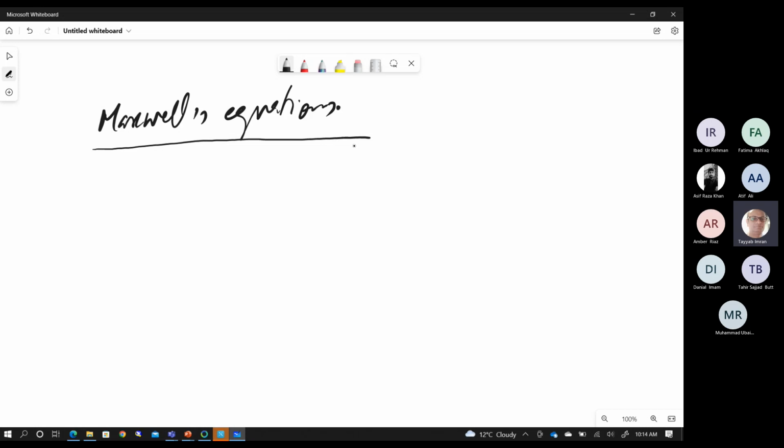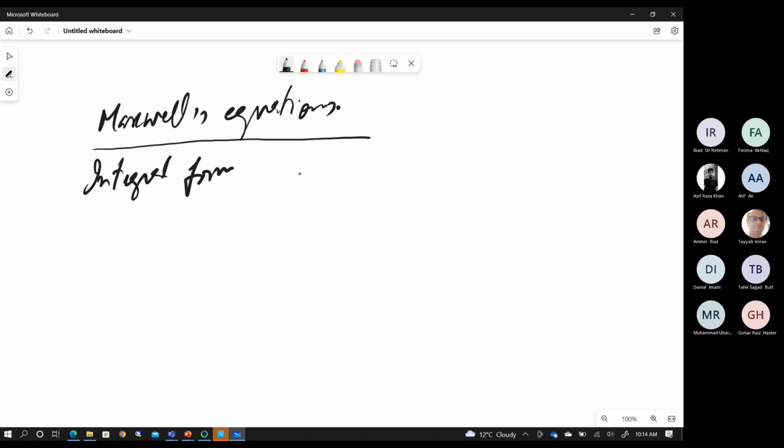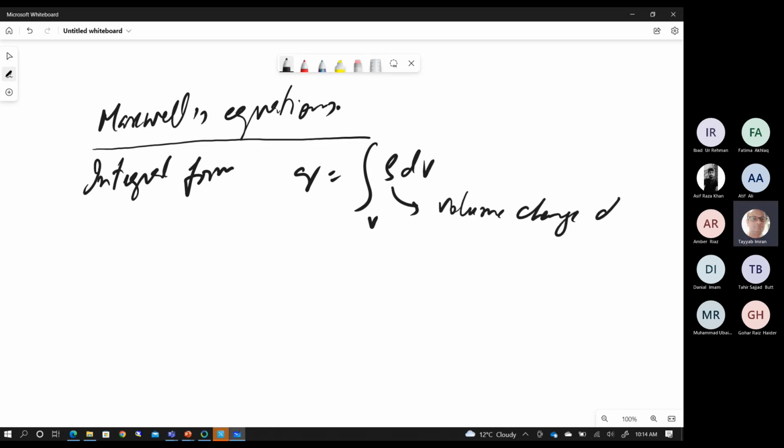Many of these equations we have studied already in different forms. And we know this thing as well, that Q is equal to rho, and rho, you already know, is the volume charge density. And we already know the electric field.